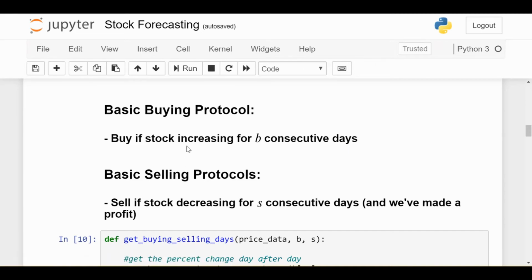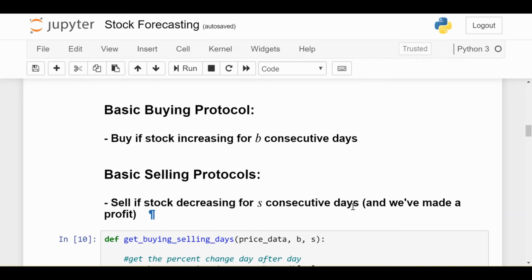Now, the selling protocol is pretty much symmetric with one added caveat. We sell the stock if we're currently holding shares and if the following condition is met: if the stock price is decreasing for S consecutive days. So let's say S is 2 again, and we're looking at a 3-day span. If between the first and the second day the stock price drops by 1%, and between the second and the third day the stock price drops by 0.5%, then this condition is met. And we also have to make sure that at that point we've also made a profit. So not only is this first condition met, we also need to make sure that at the price we're planning to sell, we have made a profit from the price that we bought at before. We'll see that in action in just a moment.